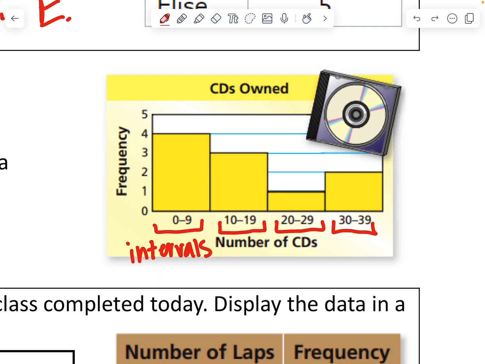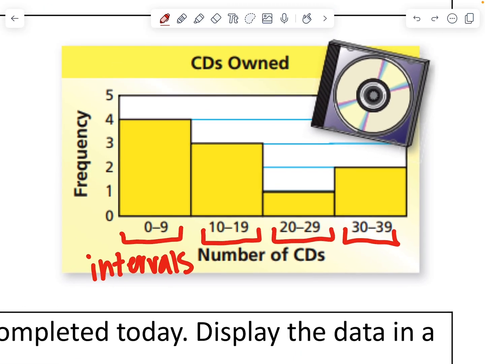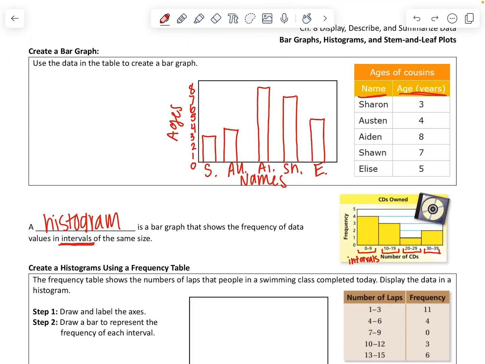This shows that number of CDs is at the bottom. So this means 4 people owned 0 to 9 CDs. 3 people owned 10 to 19 CDs. 1 person owned 20 to 29 CDs, and so on. So that's the difference between a histogram and a bar graph.